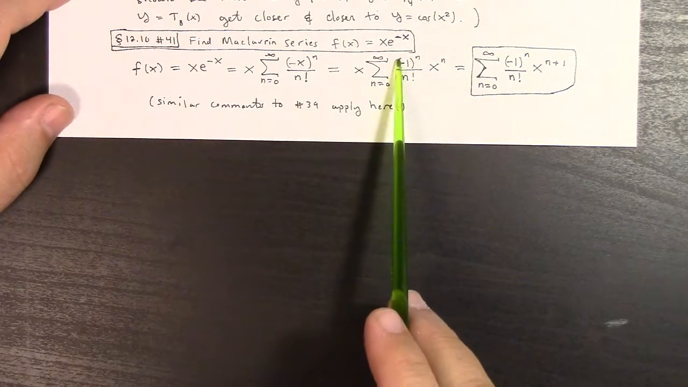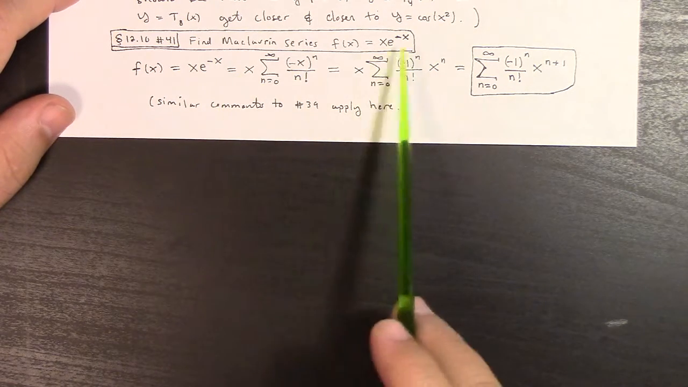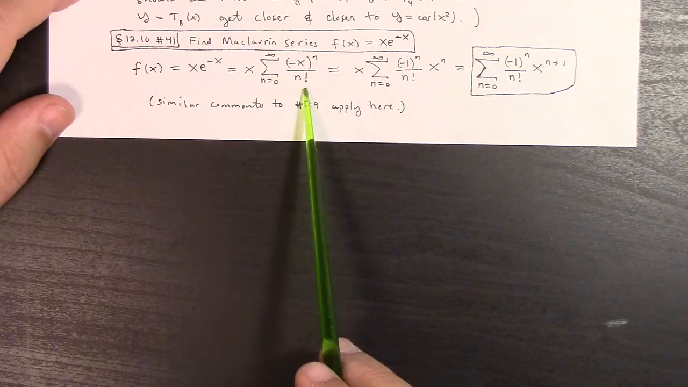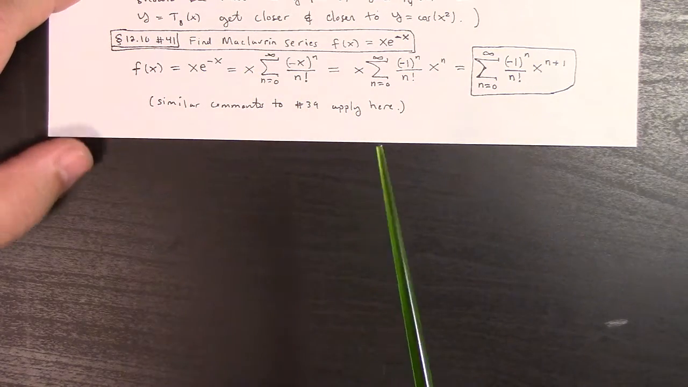Here's the Maclaurin series for x e to the minus x. So I take the known Maclaurin series for the exponential, plug in minus x to it, and then multiply by x. And out pops that. Pretty nice.